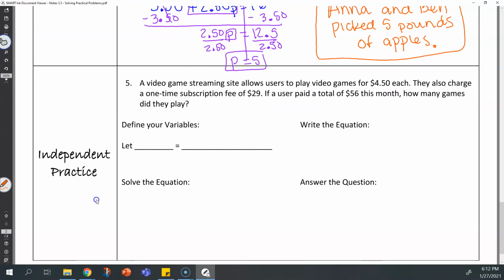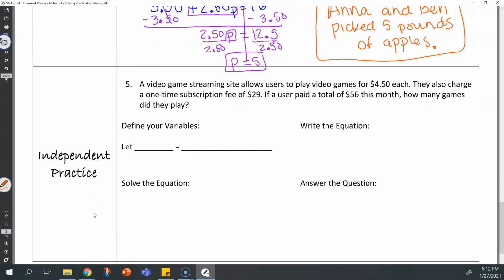Okay. For number 5, I'm going to let you do this all on your own. Go ahead and define your variables, write the equation, solve it, and answer the question. A video game streaming service site allows users to play video games for $4.50 each. They also charge a one-time subscription fee of $29. If a user paid a total of $56 this month, how many games did they play? Okay, go ahead and define your variables, write the equation, solve it, and then answer the question in context. You can pause the video here, do this on your own, and then come back and check your answers against mine.